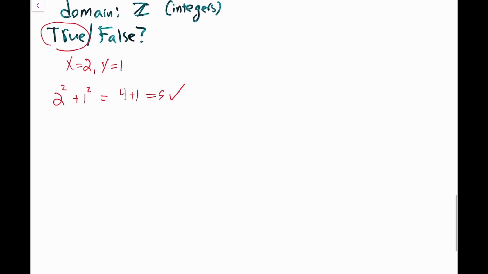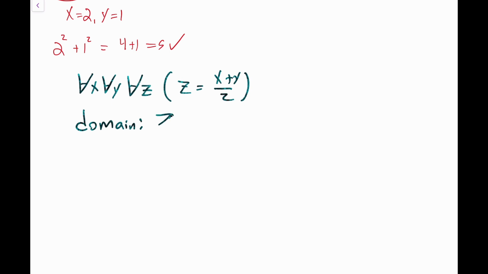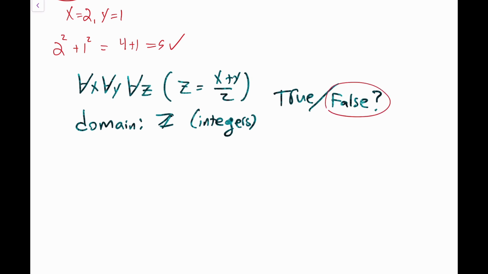How about this? For all x, for all y, for all z, we have z is equal to x plus y over 2, and the domain again is restricted to the integers. So we want to know, is this true or is this false as a proposition? Consider different numbers, and pretty soon you have to notice it's false.